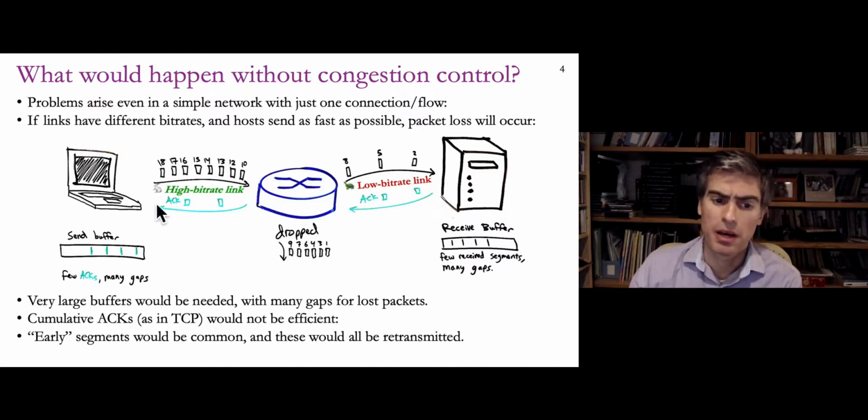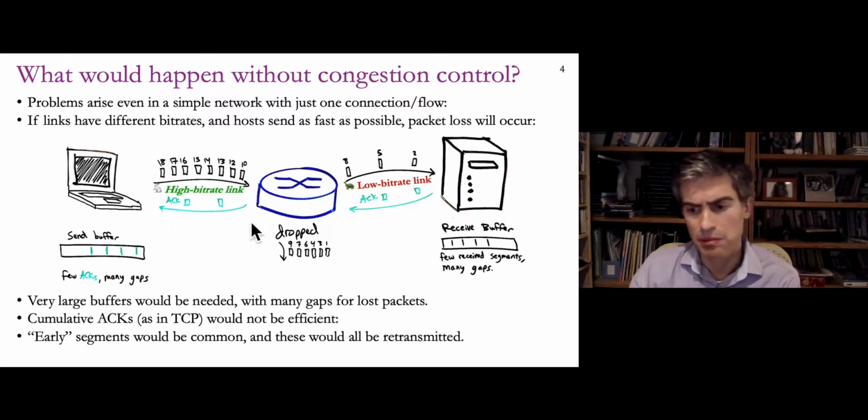The acknowledgements will come back, of course, at the slow rate, whatever rate they're being received. And your receive buffer will have a lot of gaps. You'll have a lot of missing segments because a lot of intermediate data was dropped. So you'd need large buffers, and there would have to be a lot of retransmissions. It's basically the problem here.